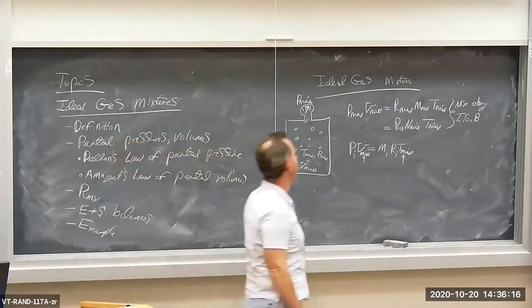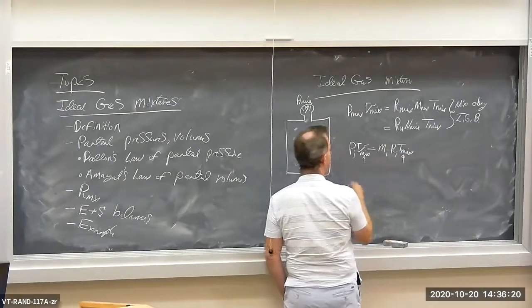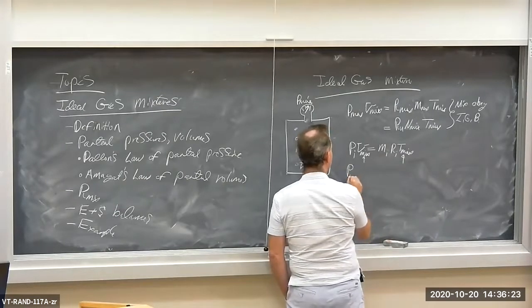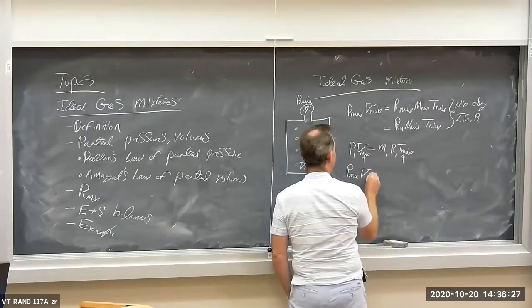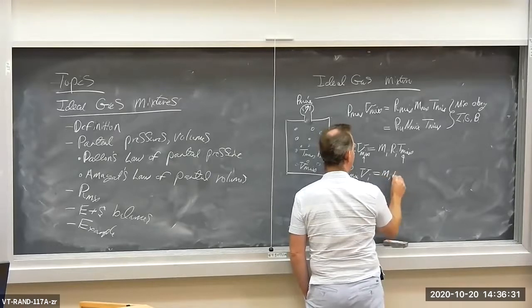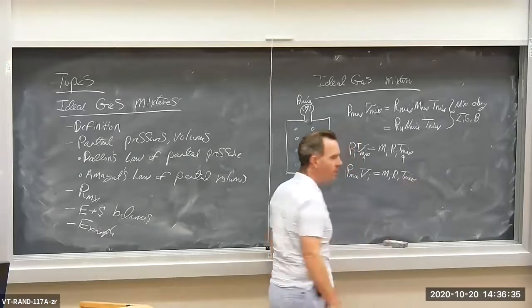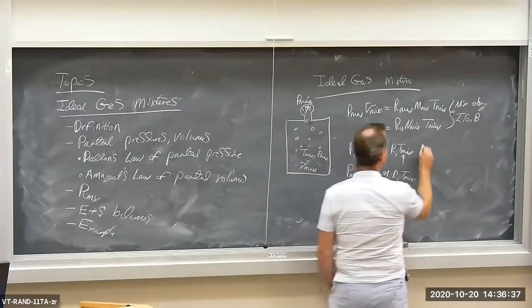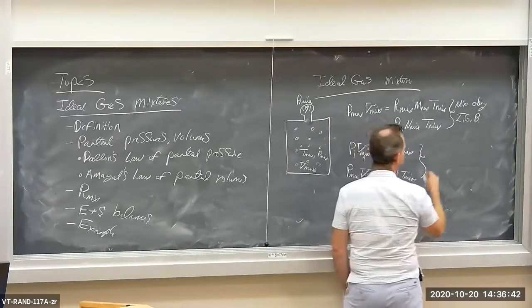There's also another version of this ideal gas law for each component. There's also one that says P mix times the component volume V_i is equal to m_i R_i T mix. Okay? So these two equations here are obeyed by each component i.